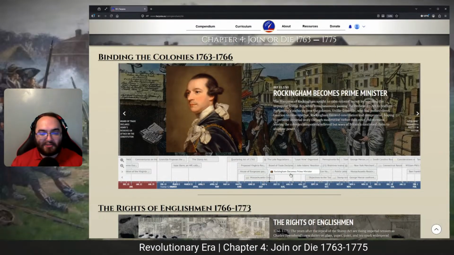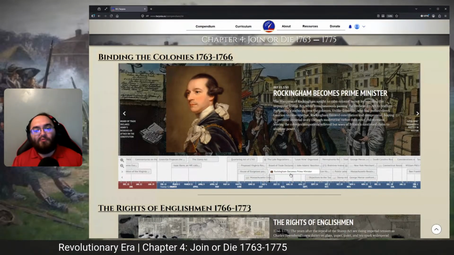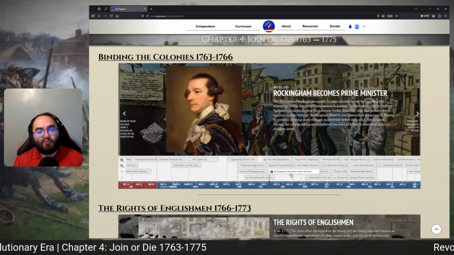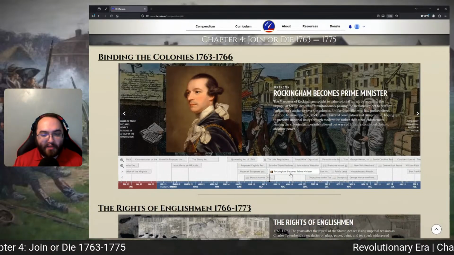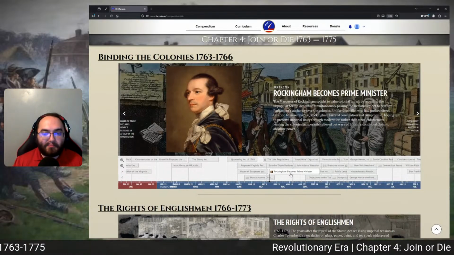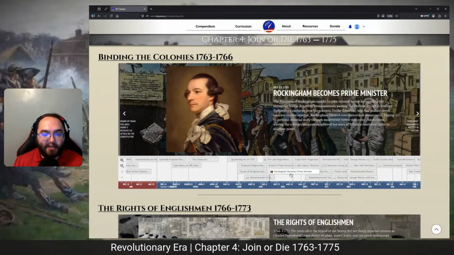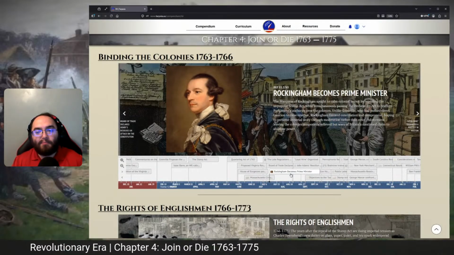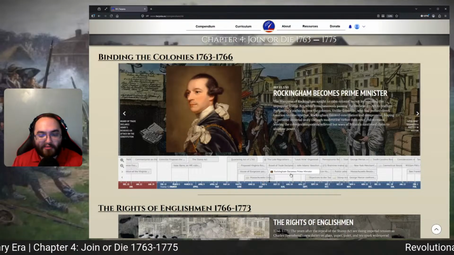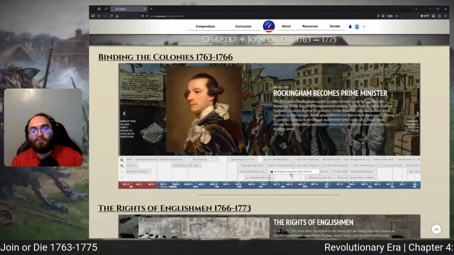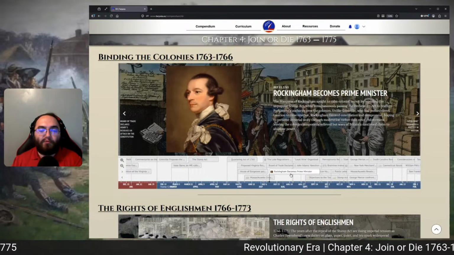Speaking of prime ministers, Grenville is no longer the prime minister. He is replaced by Rockingham. And so the Marquis of Rockingham sought to calm colonial unrest by repealing the unpopular Stamp Act while simultaneously passing the Declaratory Act, which we have on the timeline, to reaffirm Parliament's authority over the colonies.